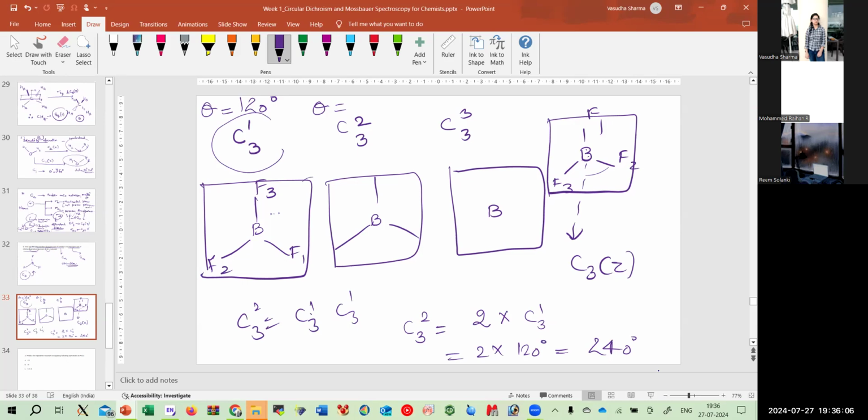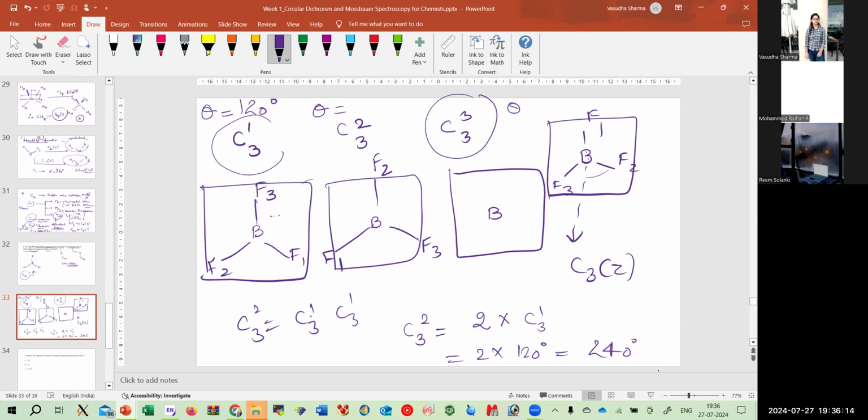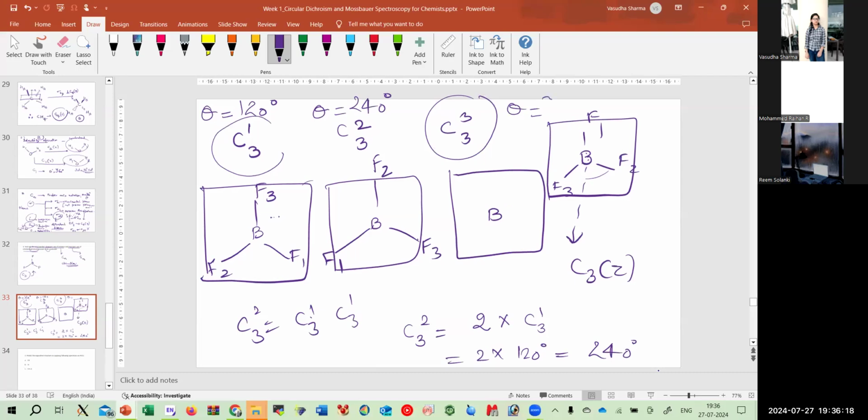What is this? F2, F2, right, F3. Now apply C33. What is this C33 theta? It's 360 degrees. So 360 degrees will give you what? The same, identical configuration. When an identical configuration is there, what is the symbol of identical? This is E. This is C31, this is C32.